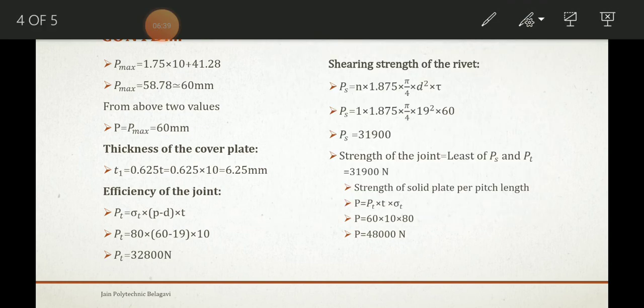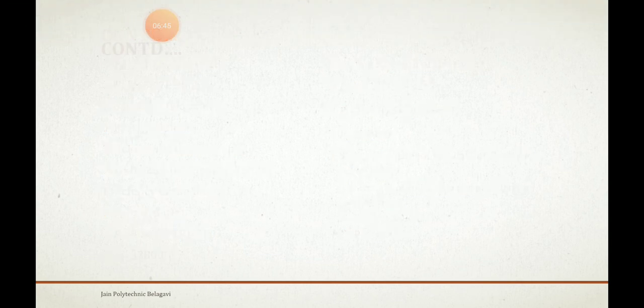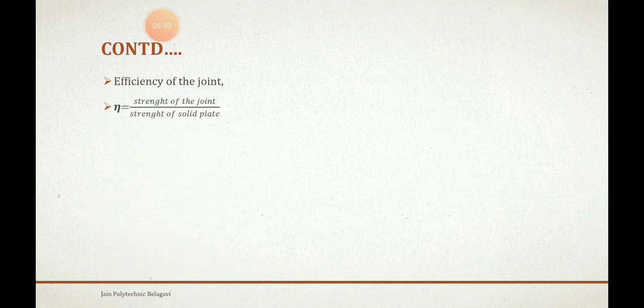So once you get these two values, you have to just divide both the numbers. The strength of the joint divided by the strength of the solid plate: 31,900 divided by 48,000, into 100. So you'll get 66.5 percent. That is the efficiency of the riveted joint.